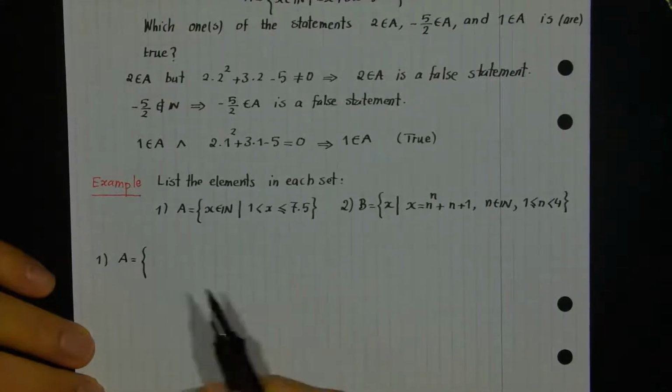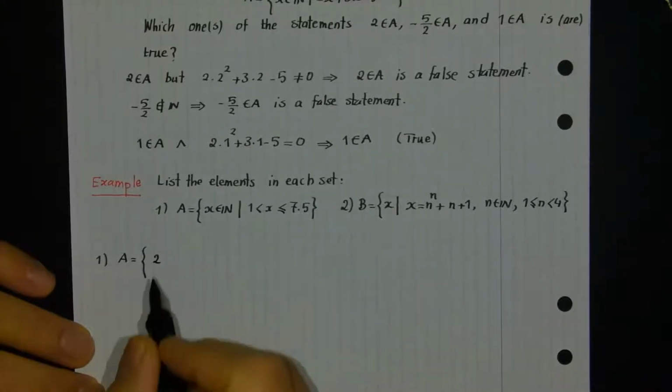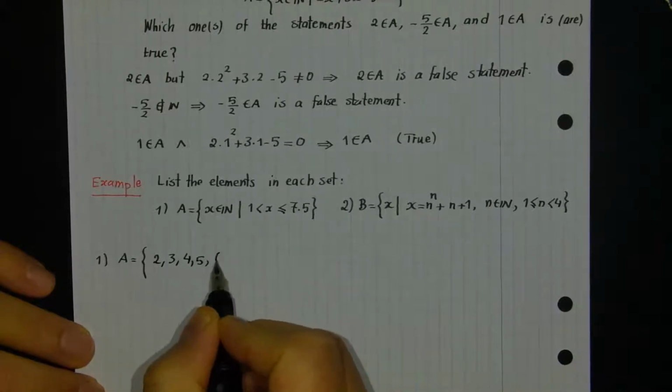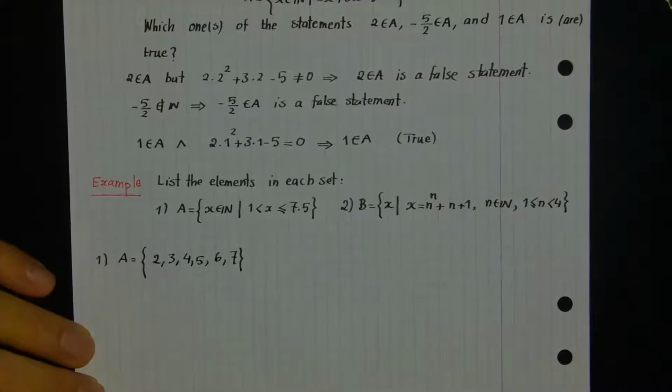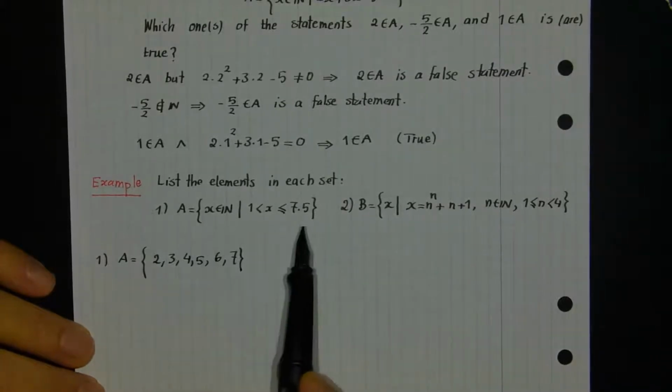Okay, so it is not hard to guess that these numbers, the starting number is 2, the next number is 3, 4, 5, 6, and 7. Yes, so the important thing for this exercise is to understand how to read these symbols.